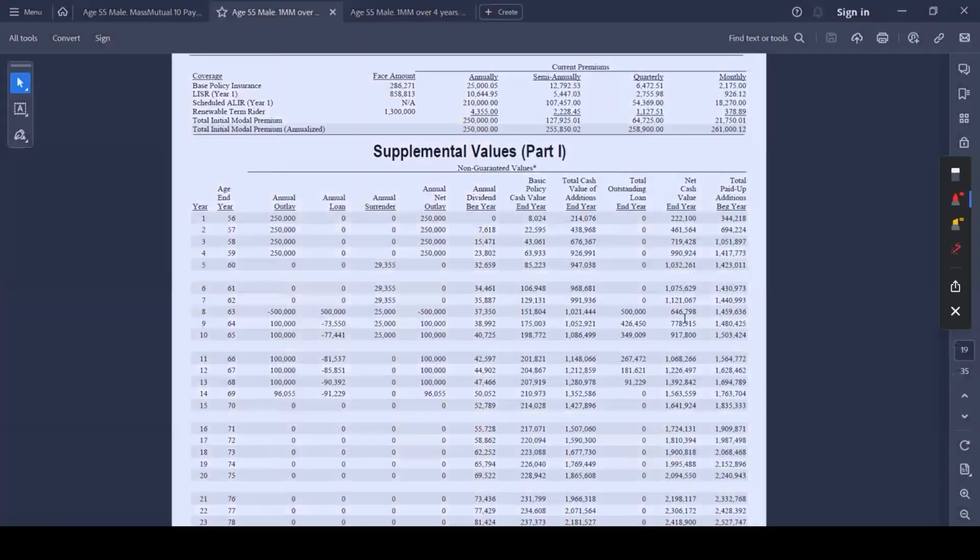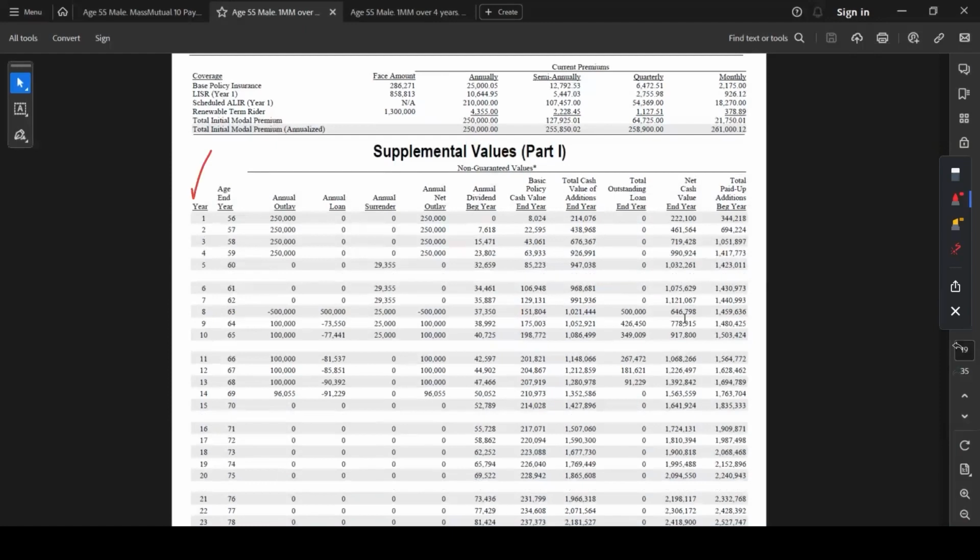And I'll skip the first 2 columns because everyone knows what that means. Year and age, we'll skip that. Annual outlay, $250,000 per year for 4 years. That's how much you funded the policy with. So you funded it with a total of $1 million. This consists of your premium and PUA payments.